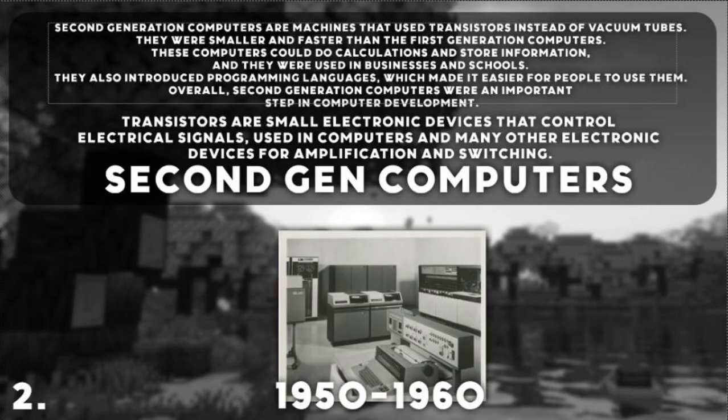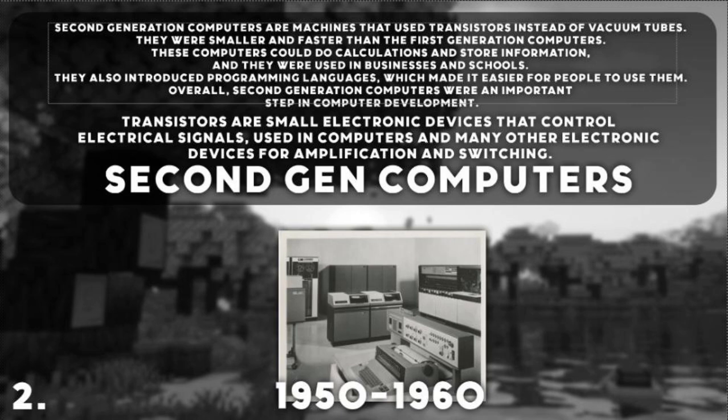Now, students, we're going to discuss the second generation of computers that came into being from 1950 till 1960. Second generation of computers were machines that use transistors. Second generation is transistors, and first is vacuum tubes. They basically use transistors instead of vacuum tubes. They were smaller and faster.